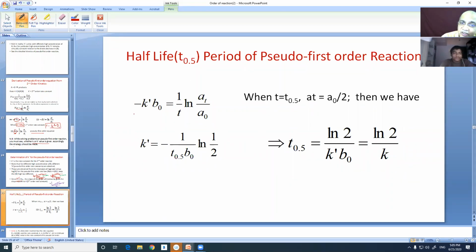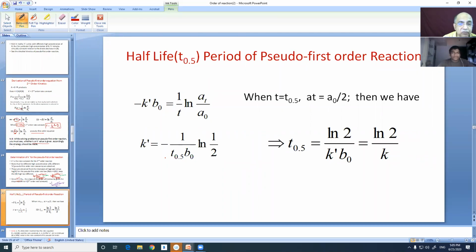The pseudo first order kinetics derived from the second order reaction is K prime B0. So when T is equal to T half, AT is equal to A0 by 2, then you substitute the value and you will find K dash. What is K dash? Who can tell me what is K dash?